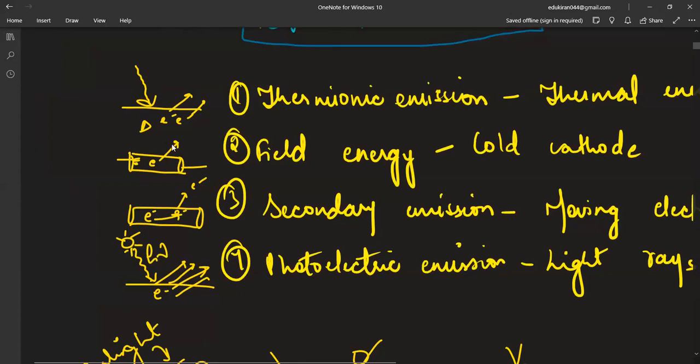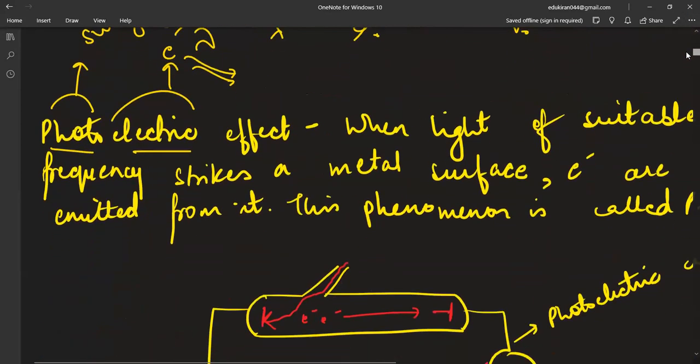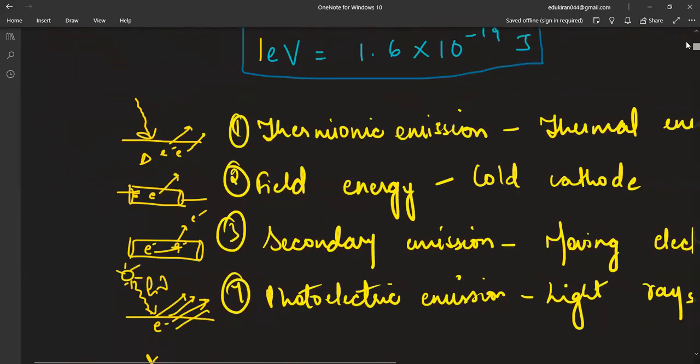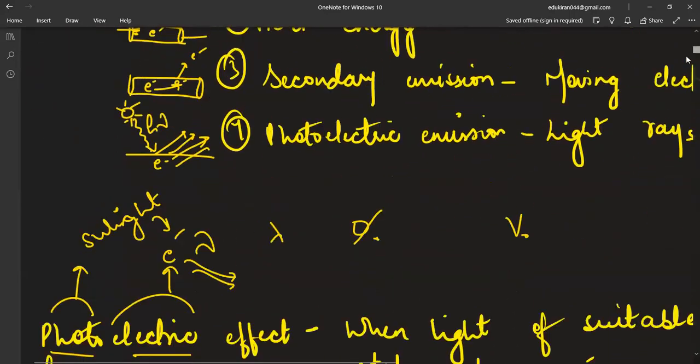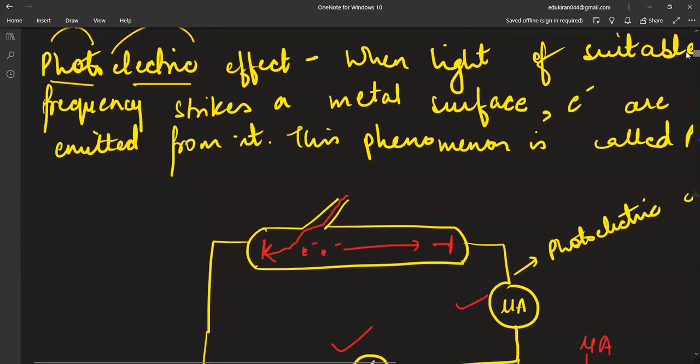If it is occurring through thermal energy, we call this thermionic emission. If this is occurring through cold cathode rays, we call it field emission. If two moving electrons collide with each other and then transfer of electron occurs, we call it secondary emission. And if this is occurring through sunlight rays, we call this photoelectric emission. For photoelectric emission also, there is a certain minimum wavelength, frequency and potential required, that we call the threshold one.